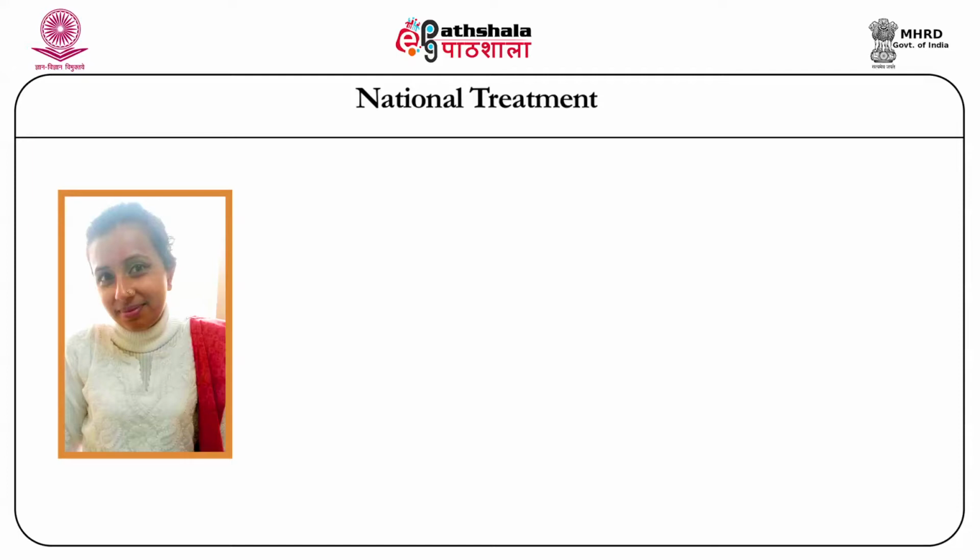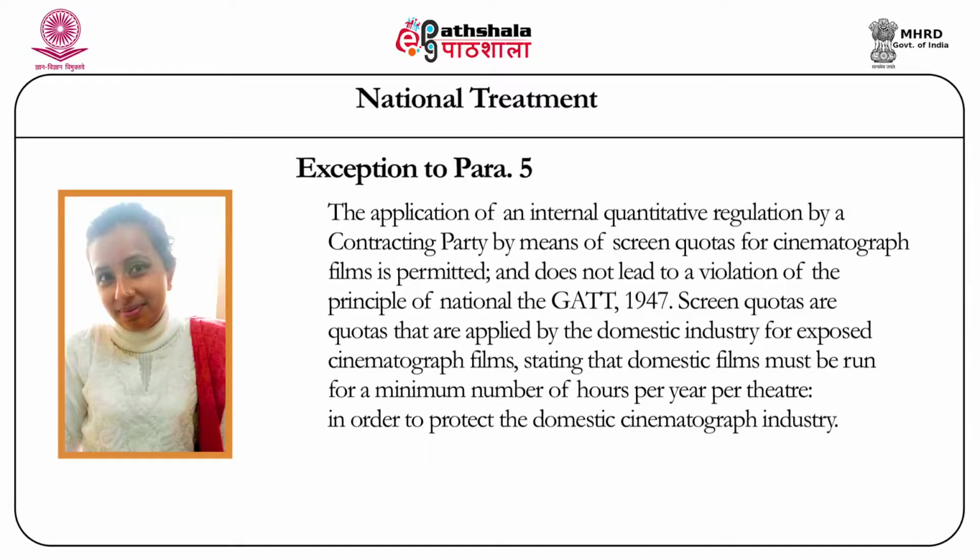The exception to paragraph 5 is that the application of an internal quantitative regulation by a contracting party by means of screen quotas for cinematograph films is permitted and does not lead to a violation of the principle of national treatment under the GATT 1947. Screen quotas are quotas applied by the domestic industry for exposed cinematograph films, stating that domestic films must be run for a minimum number of hours per year per theatre in order to protect the domestic cinematograph industry.